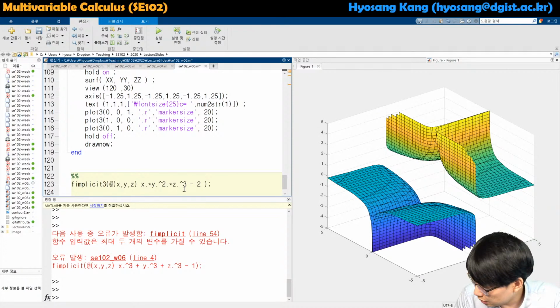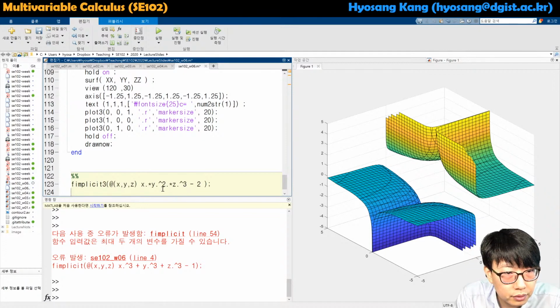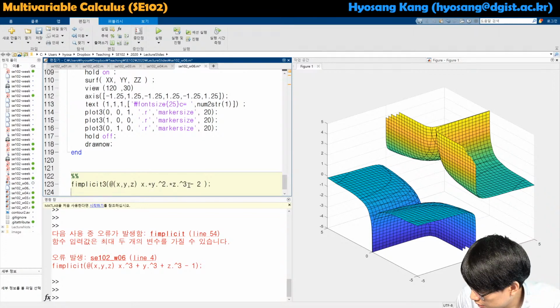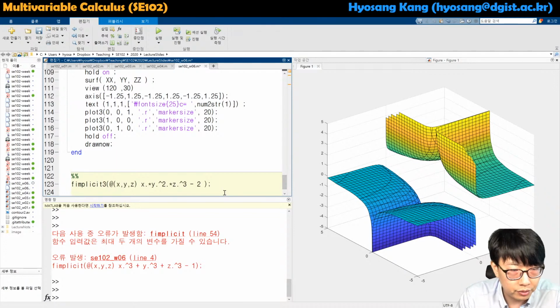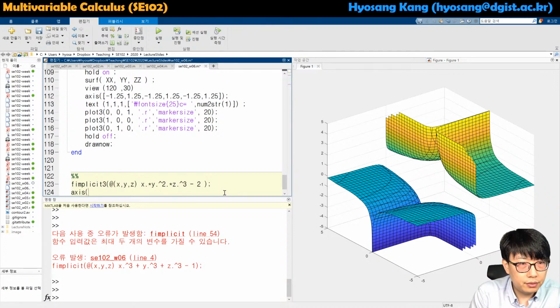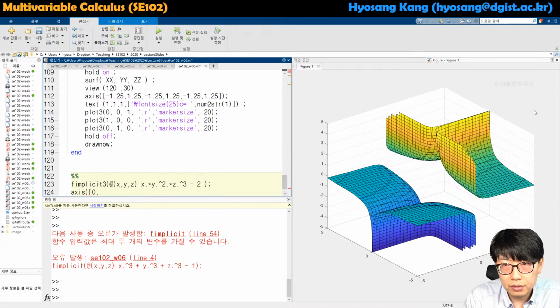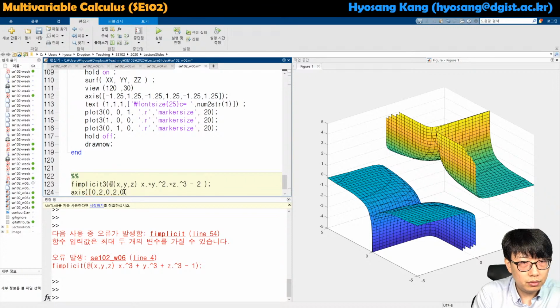Did I make a mistake here? X, y, z. That's true. Okay, so I have a 0, 0, 0 somewhere here. So axis 0, how far should it go? Maybe 2, 2, 0, 2, 0, 2.